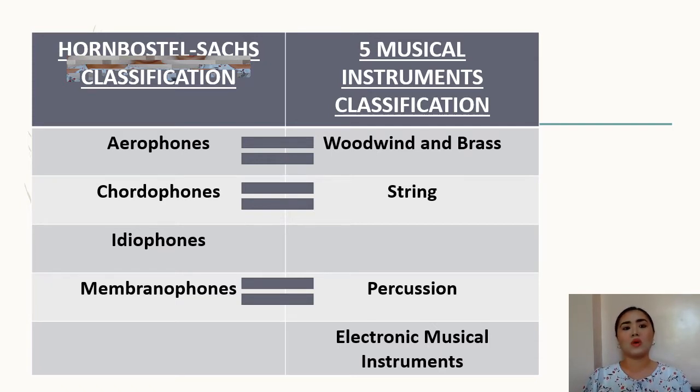As you can see, the Hornbostel-Sachs has a counterpart for the five musical instrument classification. For aerophones, its counterpart is the woodwind and brass instruments. For chordophones, its counterpart is the string instruments. For idiophones, it has no counterpart in the five musical instrument classification. The membranophone, its counterpart is the percussion instruments. And for electronic musical instruments, it also has no counterpart under the Hornbostel-Sachs.